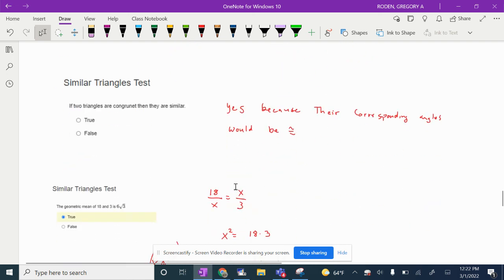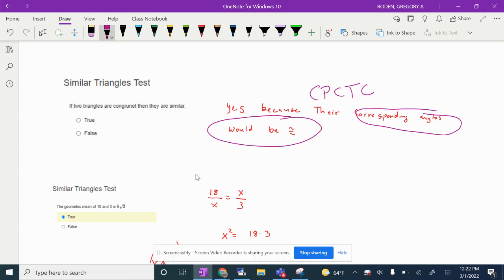All right, if two triangles are congruent, then they are similar. Well, yes, if two triangles are congruent, then automatically, because of CPCTC, all the parts are congruent, all the angles are congruent, and all the sides are congruent. But we don't really even care about the sides as much. We want to talk about the angles. If their angles are congruent, then all the corresponding angles would be congruent. And that's one way we can show two triangles are similar, by showing their corresponding angles are congruent.